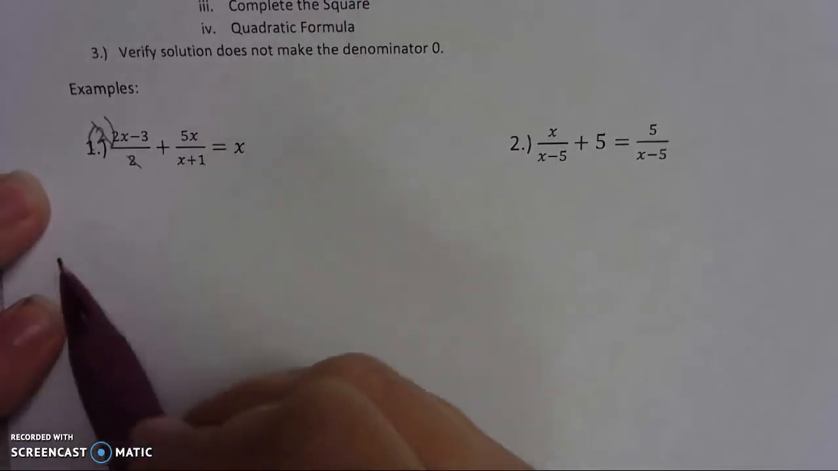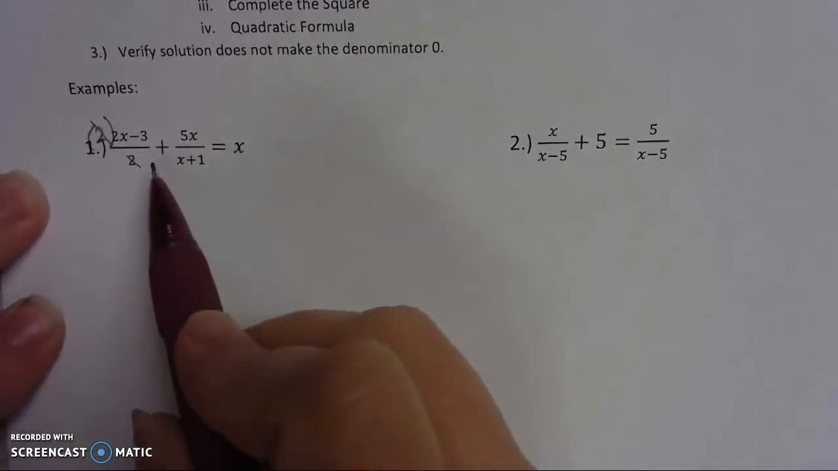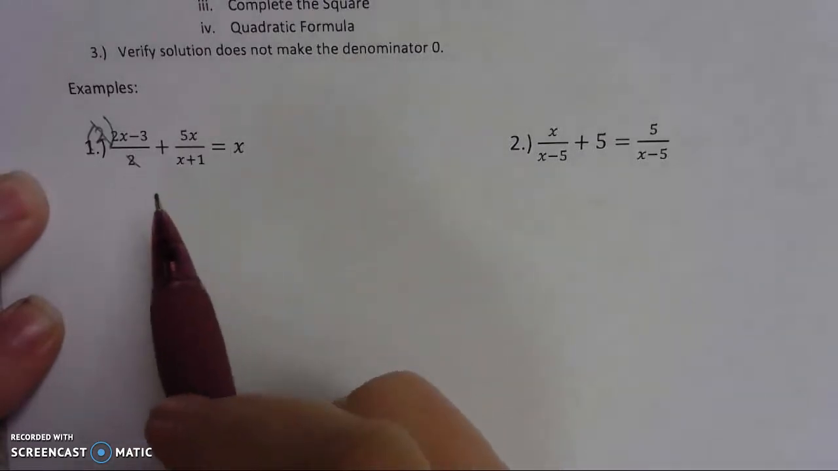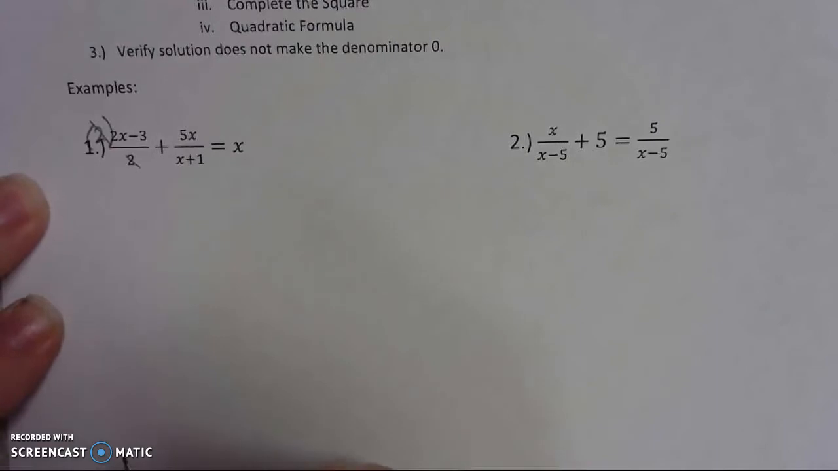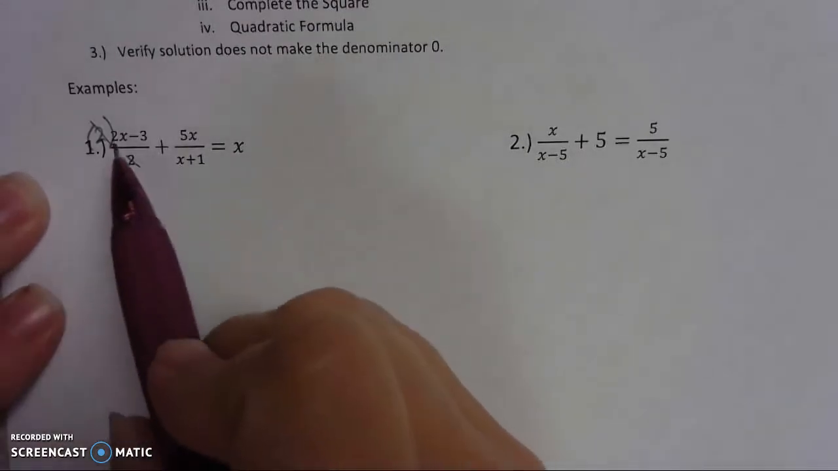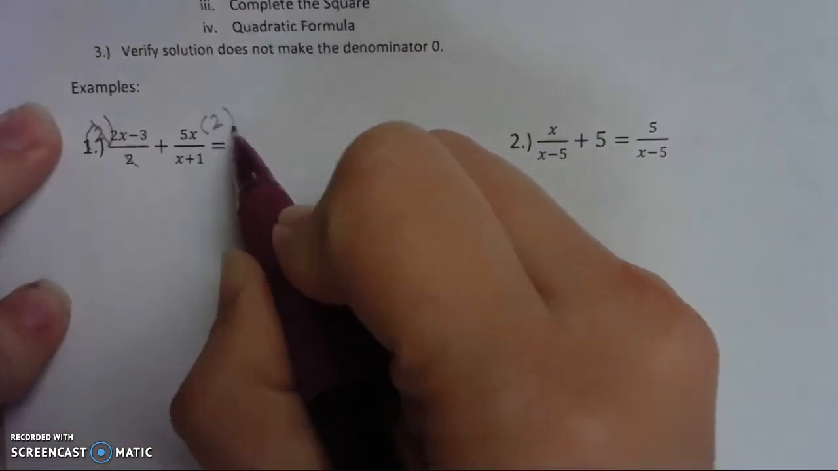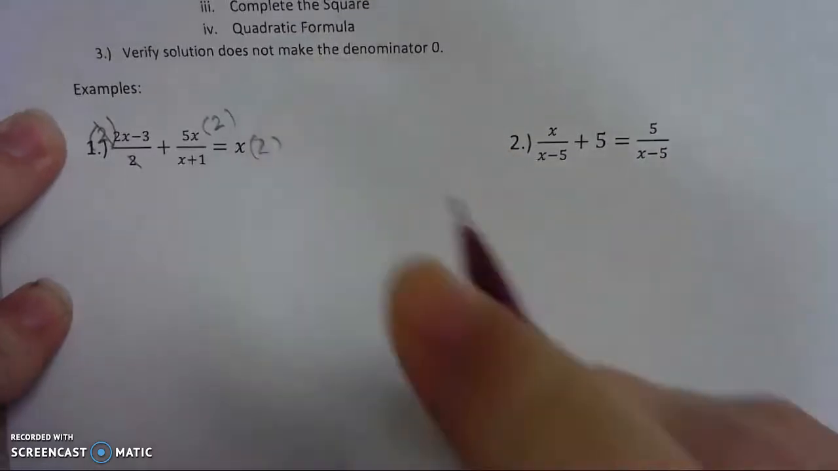Now remember, equations are balanced. What's on the left is the same as what's on the right. So if you do anything to any part of the equation, you have to do it to everything. Since we multiplied this first fraction by 2, we have to multiply everything else by 2.